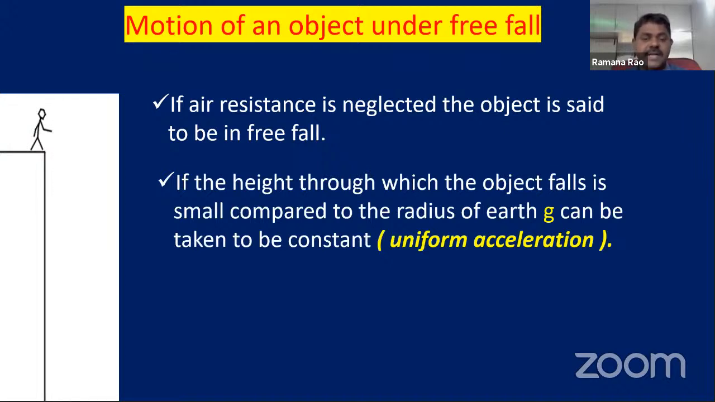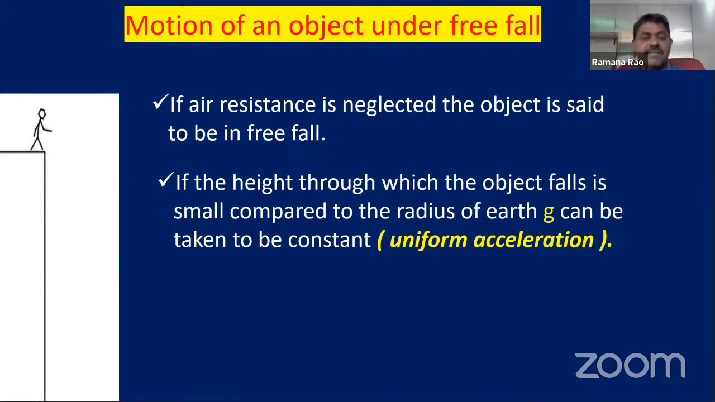Now, the height through which the objects fall is very small compared to the radius of the Earth. The radius of Earth is a very huge value, 6,400 kilometers. But we are going to drop the bodies or objects from 10 meters height, 20 meters height, or 30 meters height, like that. The height from which we are dropping is only in the order of meters, whereas the radius of Earth is 6,400 kilometers. So compared to the radius of the Earth, the height from which we are dropping the objects is very small. So the acceleration is taken to be constant.